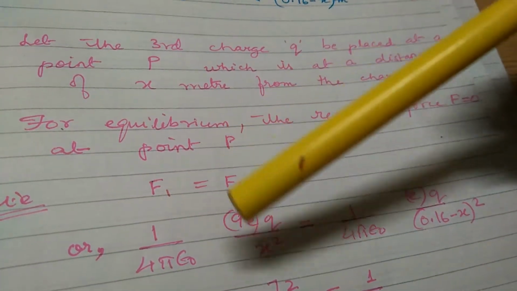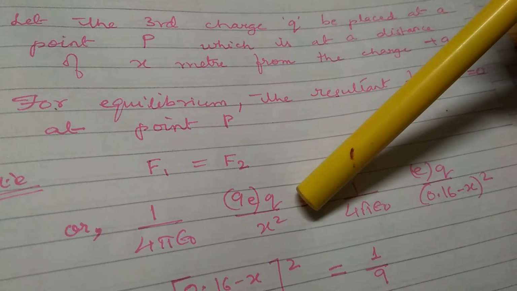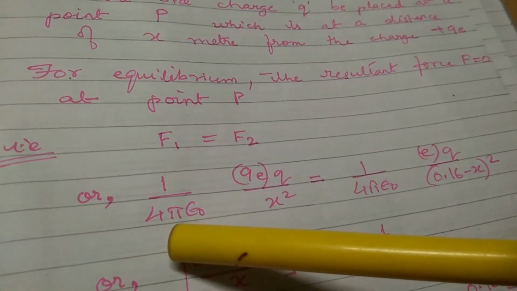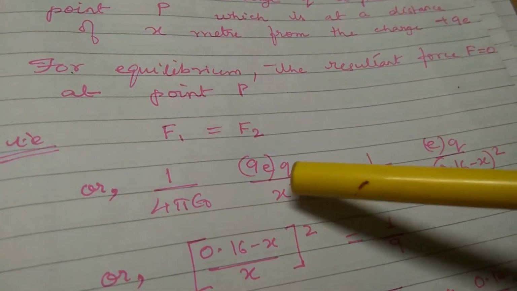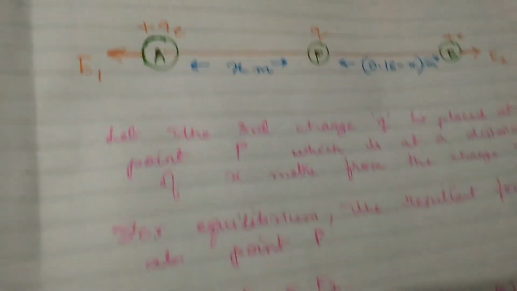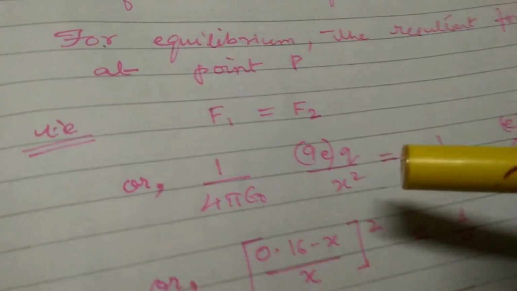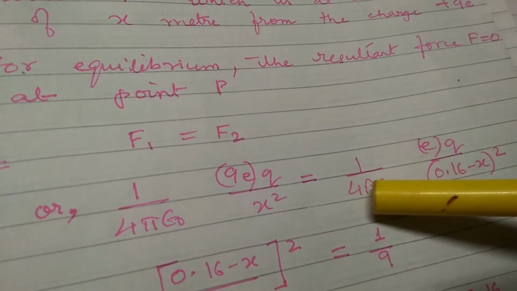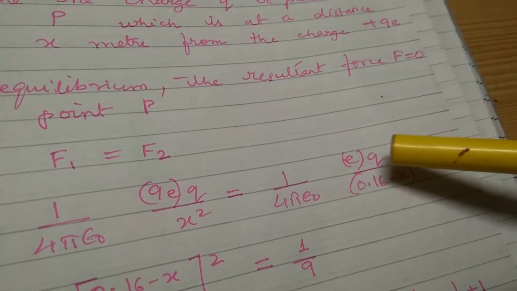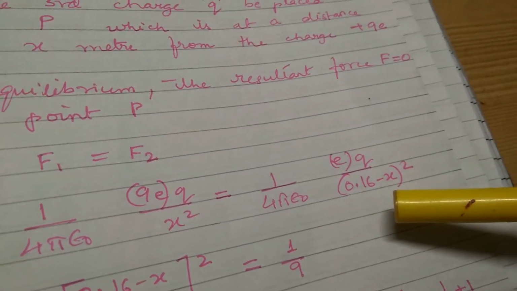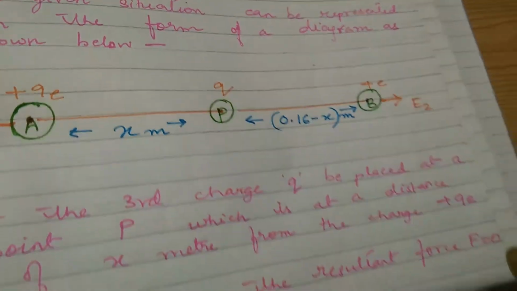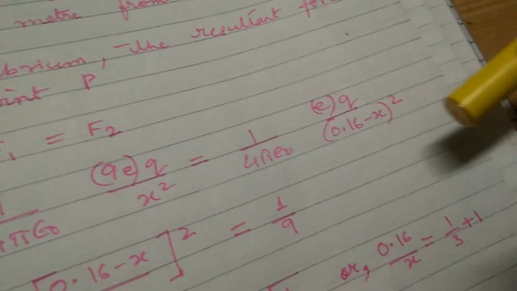F1 is the force between the charges 9e and q. So we are using Coulomb's law formula. So 1 by 4 pi epsilon naught 9e q by the distance, which we have assumed to be x, so x square, is equal to 1 by 4 pi epsilon naught for the second force. The charge is e, the other charge is q. The distance, as we have seen in the diagram, is 0.16 minus x whole square.